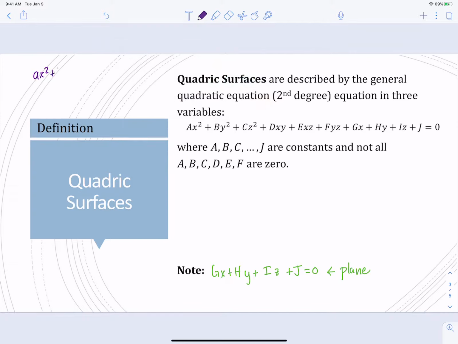In our quadratic function, we say that it looks like this: ax squared plus bx plus c equals 0. And we say that a can't be 0, because if a is 0, then we just have a linear function. So same thing here. We need to make sure that we've got some sort of multiplication of variables.